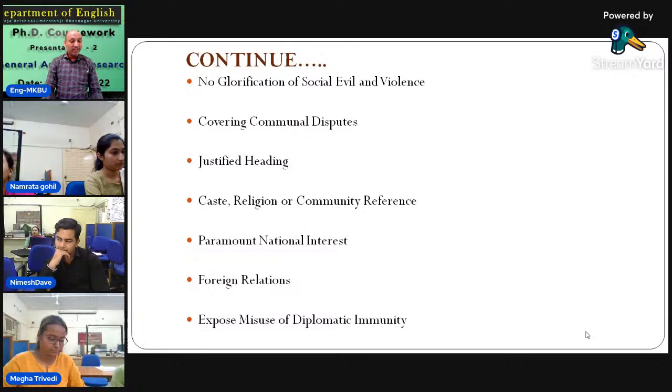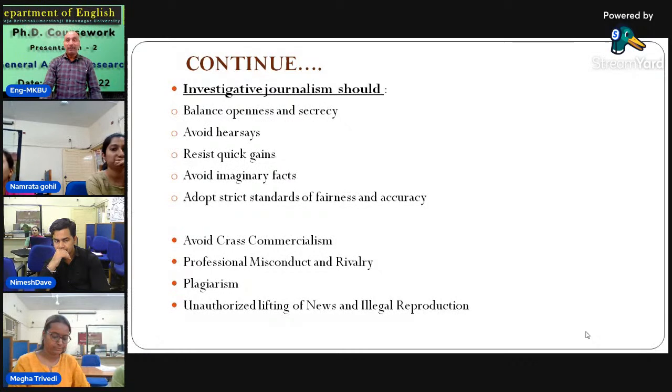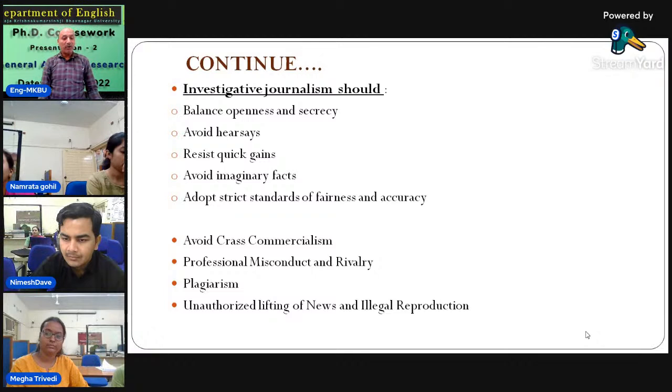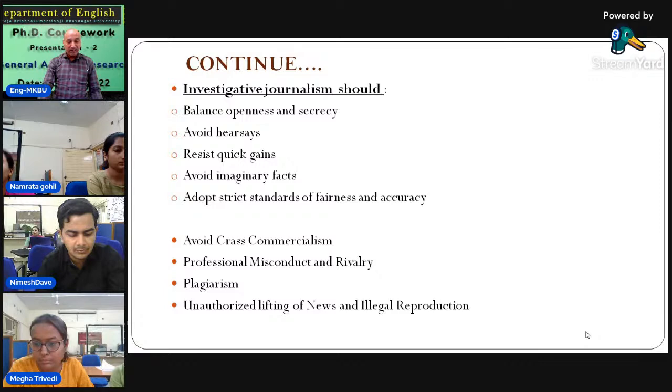foreign relations, expose, misuse of diplomatic immunity. When it comes to investigative journalism, the investigating journalist should balance openness and secrecy, avoid hearsay, resist quick gain, avoid imaginary facts, adopt strict standards of fairness and accuracy, avoid crass commercialization, professional misconduct, plagiarism, unacknowledged lifting of news and illegal reproduction. Yeah, that's it.